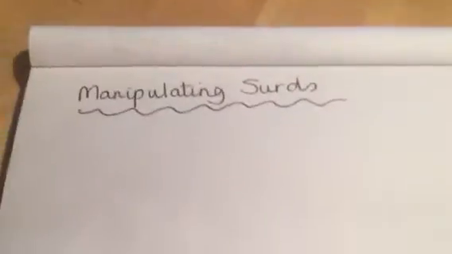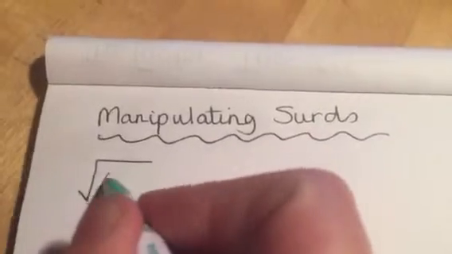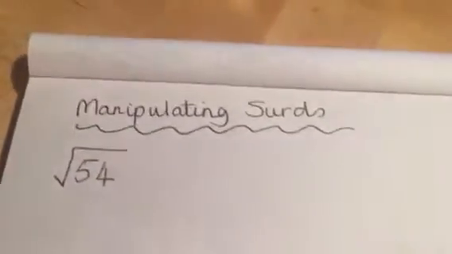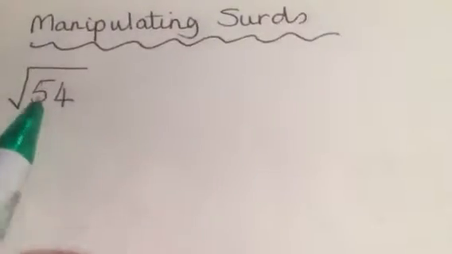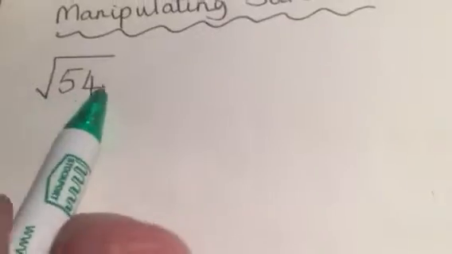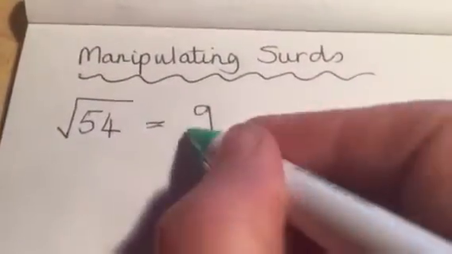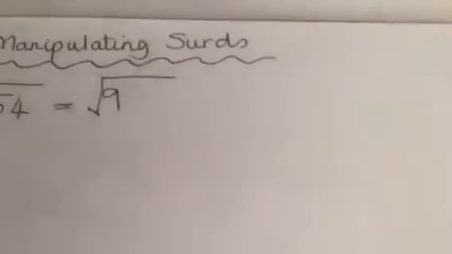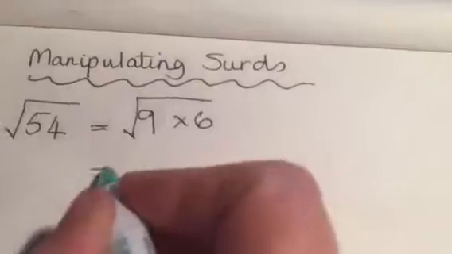You need to know the rules of surds. First of all, to simplify surds, you may get something like the square root of 54. Always look for square numbers. So something that goes into 54 that's a square number is 9. So you're always looking for square numbers. So 54 is 9 times 6.